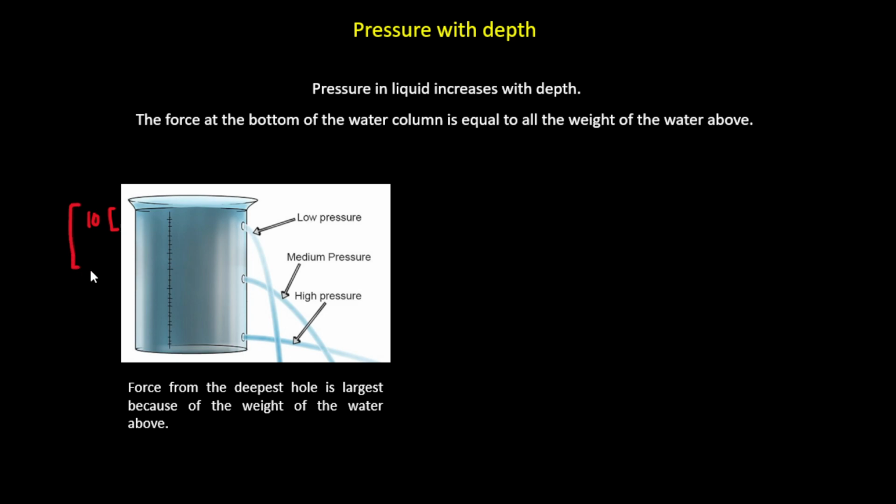For medium pressure, let's say this is 20 meters, and for high pressure, let's say 30 meters. So the pressure at 30 meters is actually all of the weight from above. But for the medium pressure, it's actually just this amount of force of water. And for the low pressure, it actually has very little amount of water. The weight of the water above is very low.